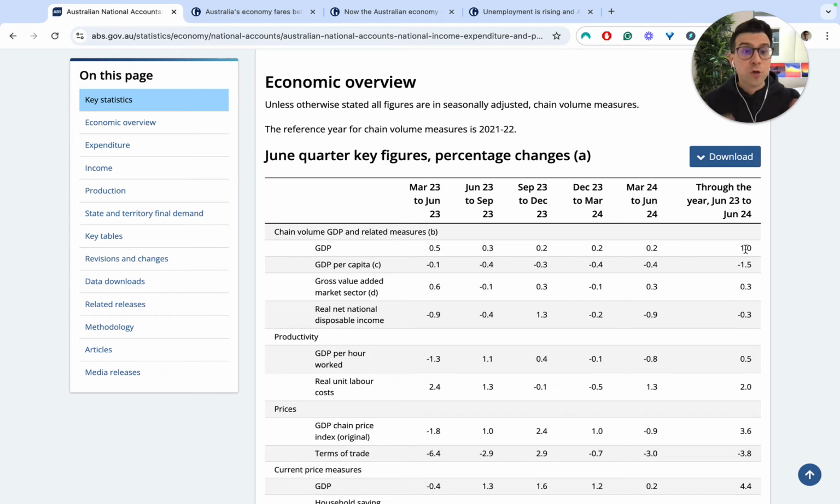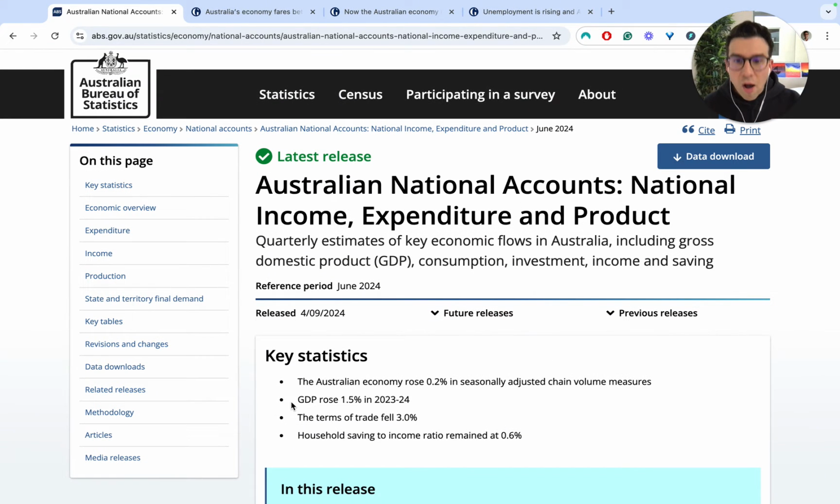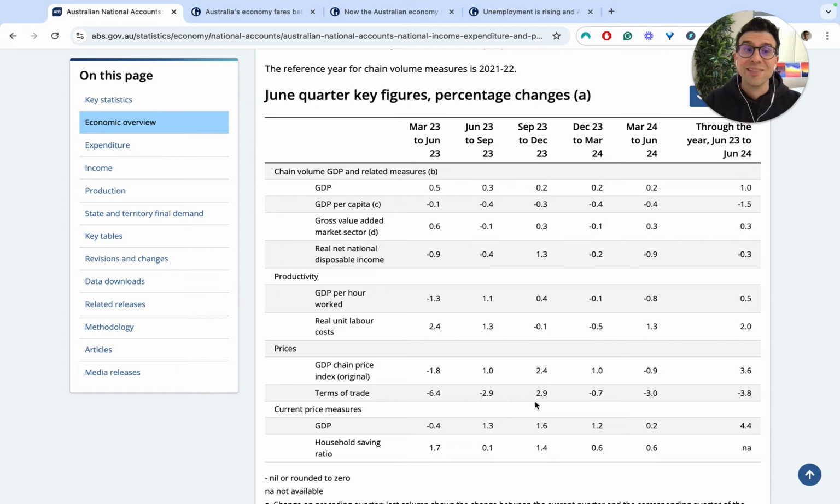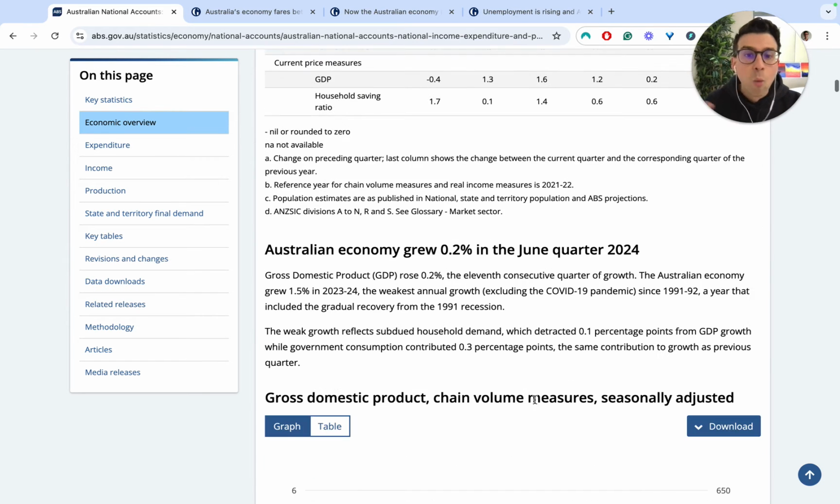different picture. And then on top of that, as we've been highlighting in prior weekly updates, our actual GDP per capita is really going backwards, and we can see that here. June 23 to 24, it's gone backwards by 1.5%. So in other words, what this 1.5% tells us is that the growth has only been possible due to population growth, right? So GDP per capita, we're going backwards. What that highlights, therefore, is our living standards are going backwards because we've got less economic growth per individual that lives in Australia.